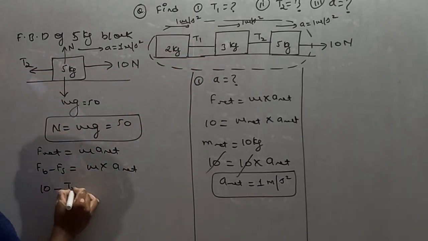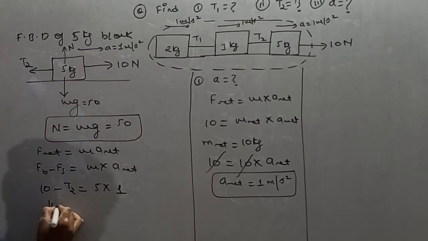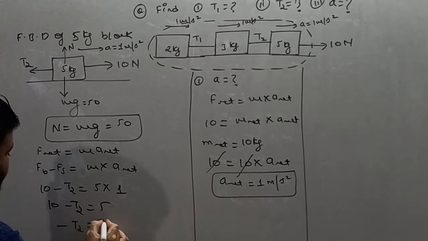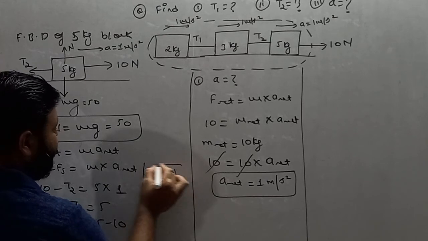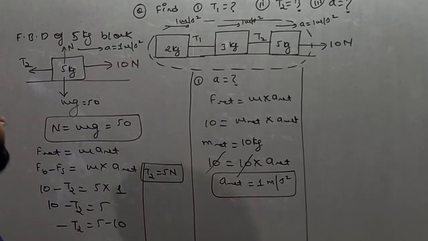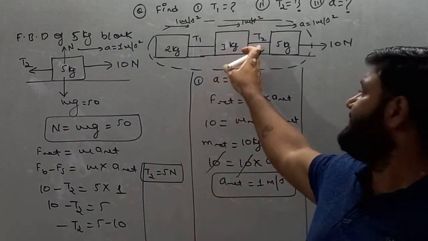So 10 minus T2 is equal to 5 into acceleration, which is 1. So 10 minus T2 is equal to 5. So minus T2 is equal to 5 minus 10. So T2 becomes equal to, dear student, 5 Newton. This is the value of tension T2 present in this string.